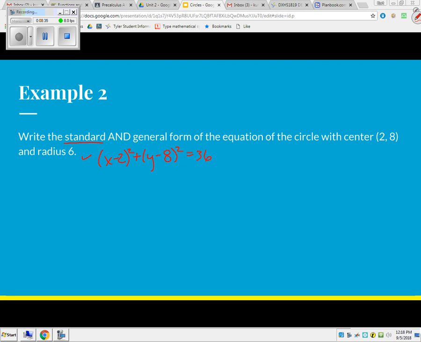Now the general form. I'm going to need to write everything out and FOIL it. I'm going to FOIL my x's together, FOIL my y's together. I would like to get to the point where we can do a binomial expansion, so I don't have to worry about foiling. So let me show you how to do a binomial expansion on these squared terms up here at the top.